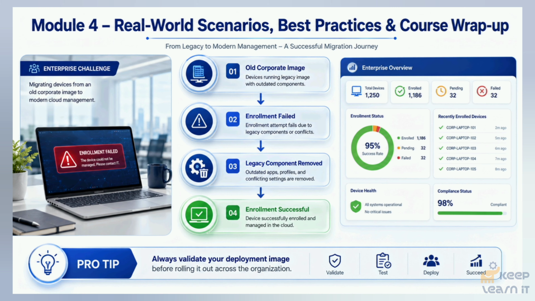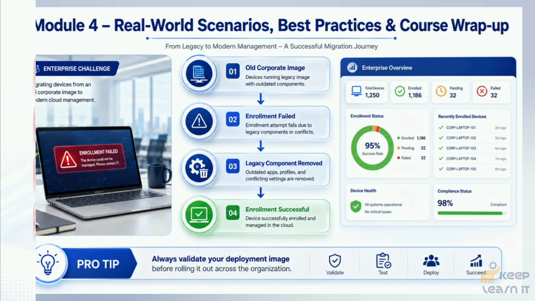Imagine your organization is migrating from traditional Windows management to modern cloud management. Hundreds of laptops are being reimaged and assigned to employees. Most devices enroll successfully, but a few fail with error 80180026. Instead of immediately changing cloud settings, the administrator follows a structured troubleshooting process. Device history reveals that the affected computers were built using an old corporate image containing the legacy management client. After removing the legacy component, restarting the devices, and repeating enrollment, the issue is resolved. This example shows why understanding a device's history is just as important as understanding cloud configuration.